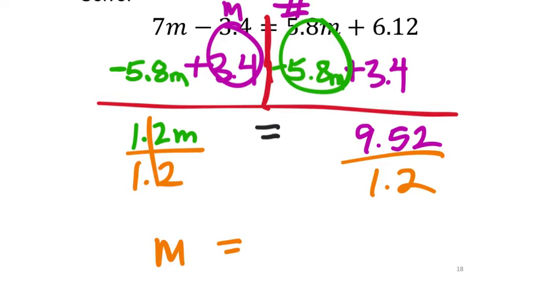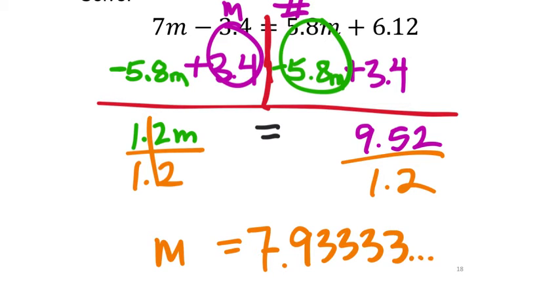9.52 divided by 1.2, or over 1.2, either way. Oh, yeah, this is pretty ugly, right? I got 7.93333, and then some people show that the threes repeat like this. Other people, known as math nerds, show it like this.